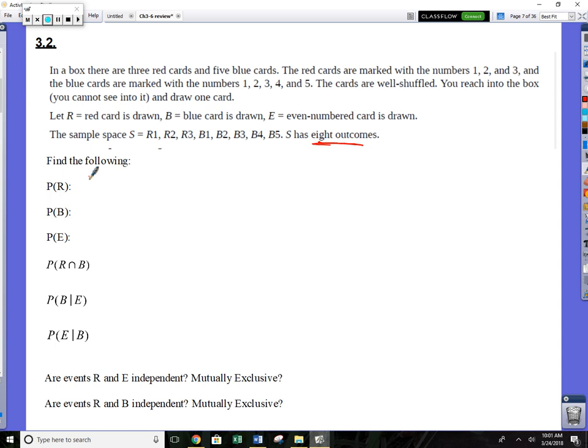What are the chances you reach in and grab a red card? Well, 3 out of 8. Blue cards, 5 out of 8. Even cards, 3 out of 8. Okay, so those are easy. Now let's get into this funky business. What are the chances that you reach in and you grab a red one and a blue one? That should be 0. So these are mutually exclusive. You cannot grab one card and it come out being red and blue. It is either red or it is blue. So these are mutually exclusive.